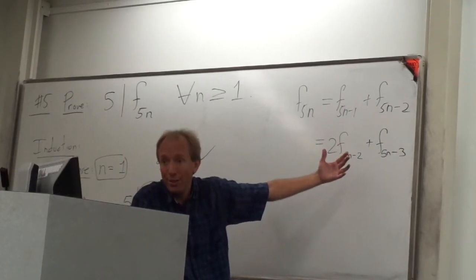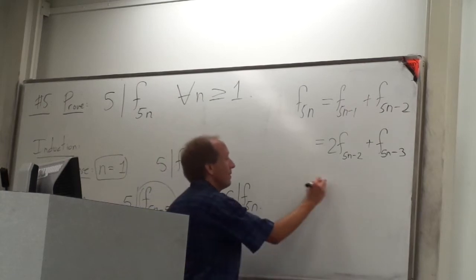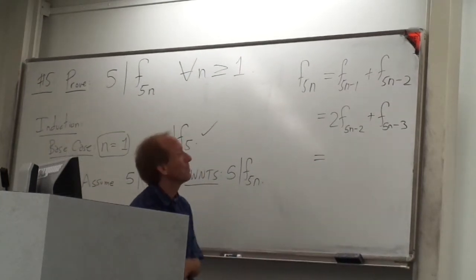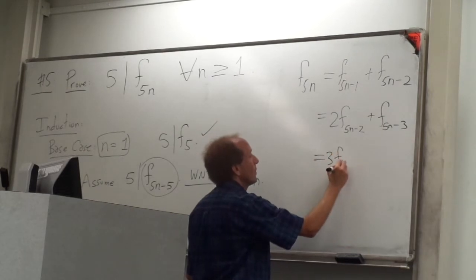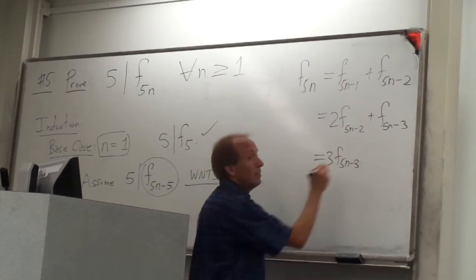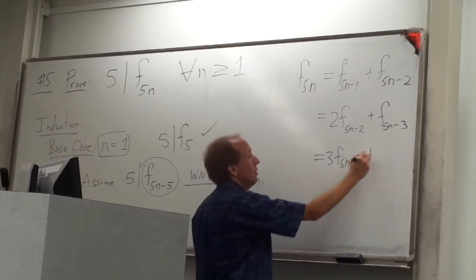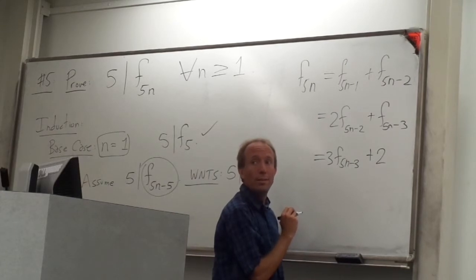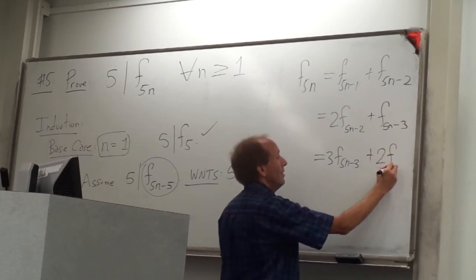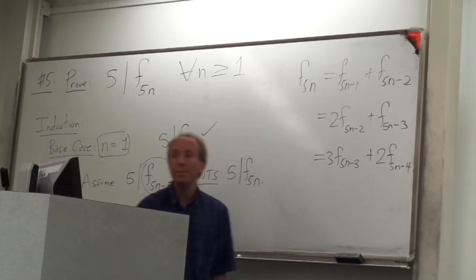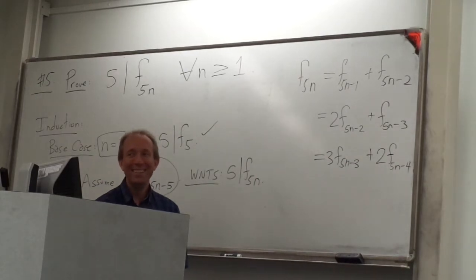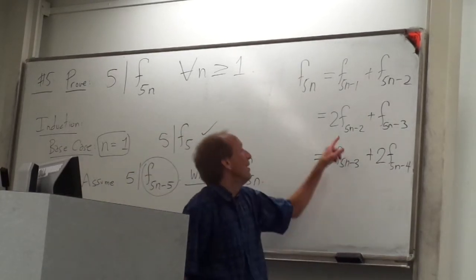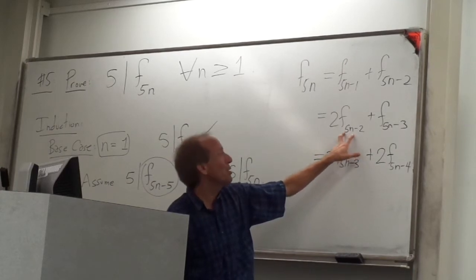No, so what are we going to do? Do it again. Anthony, what am I going to get? 3 f sub 5n minus 3, plus 2 f sub 5n minus 3. You weren't getting help with that, were you? No. So this f of 5n minus 2, you just write it as f of 5n minus 3 plus f of 5n minus 4, and then you combine.